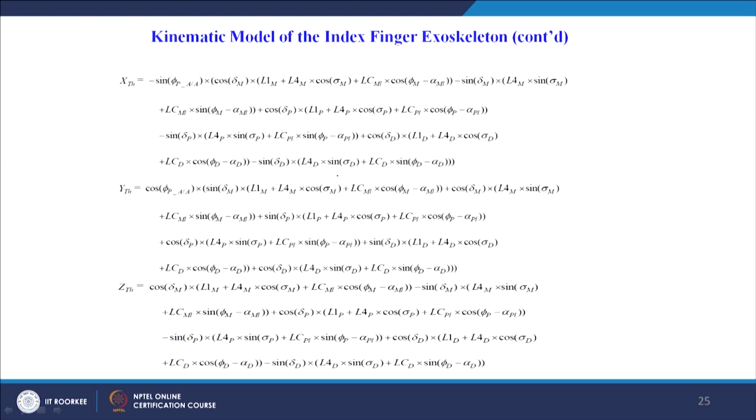And then, due to the thumb exoskeleton having 4 bar mechanisms meant for both abduction and flexion extension movements, it has the tip motion coming in 3D position.